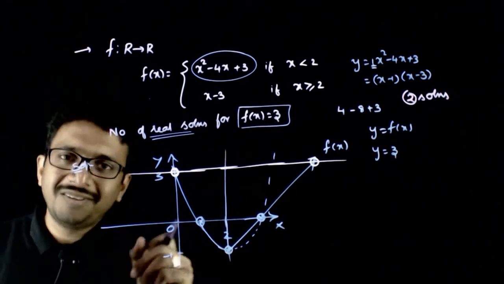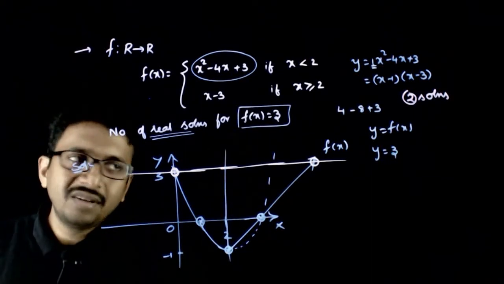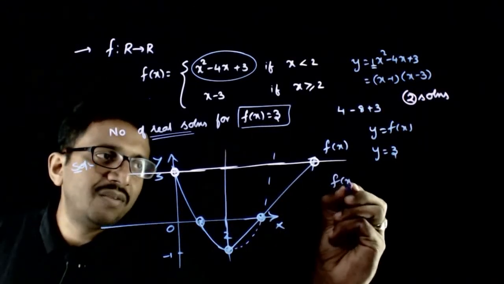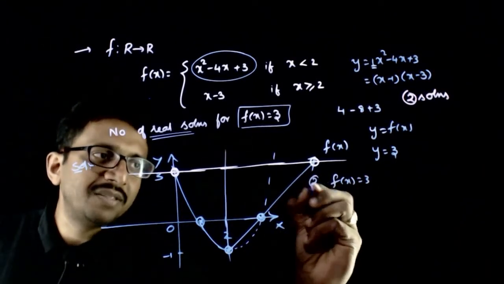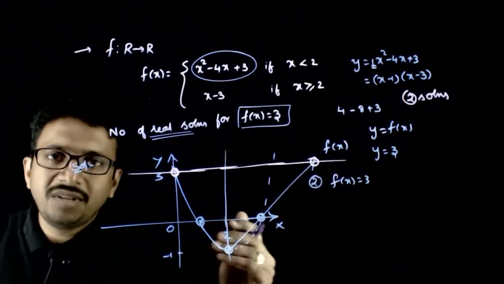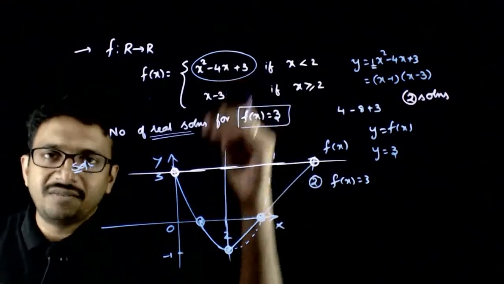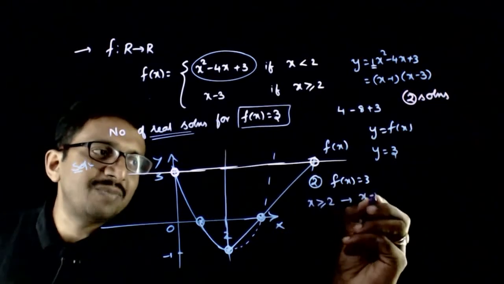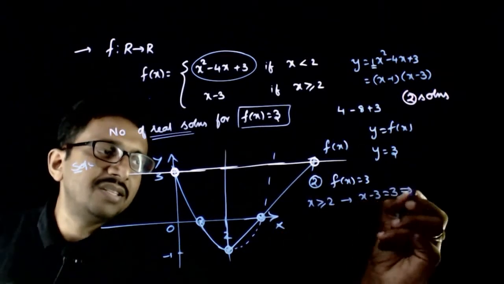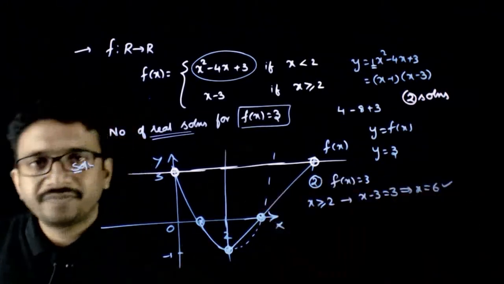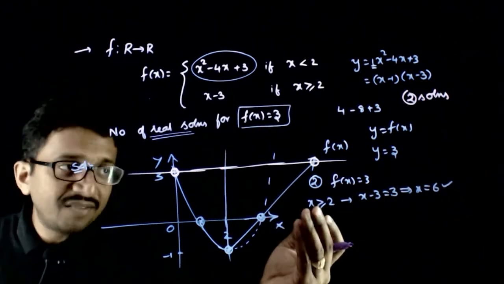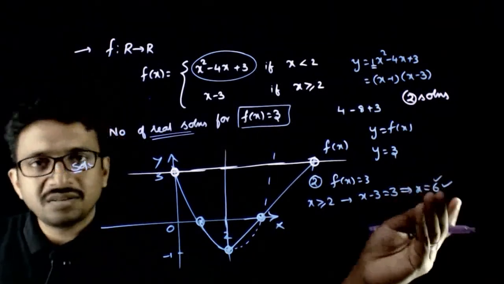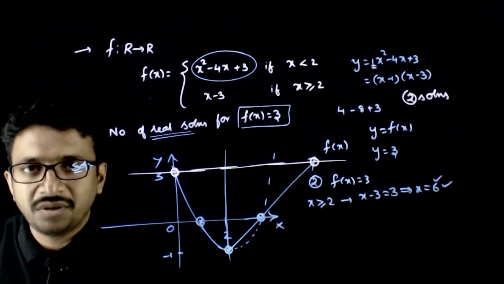So this is one way of doing this question, using graphs. The other way of doing the question is the direct method. So if f of x is equal to 3, let us solve it in different intervals. If I solve in x greater than or equal to 2, then x minus 3 is equal to 3, which implies x is equal to 6. We solved it in x greater than or equal to 2 and got x is equal to 6. So this is a valid solution; we have one valid solution.